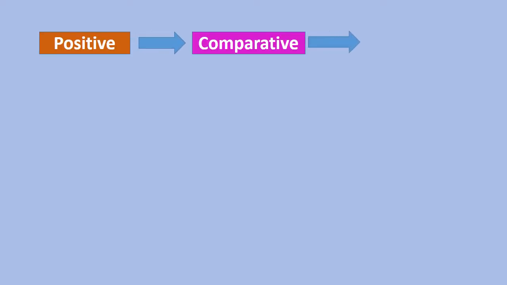But what if we don't have only two objects, but more than two? That is, we have a superlative degree also, wherein we have to change a positive to comparative and superlative and even vice versa. In that case, how will we proceed?